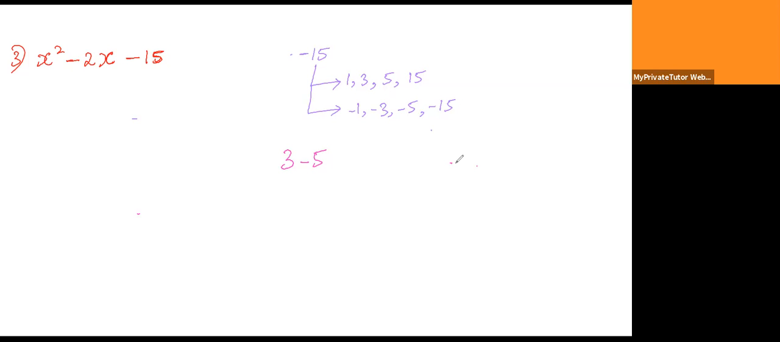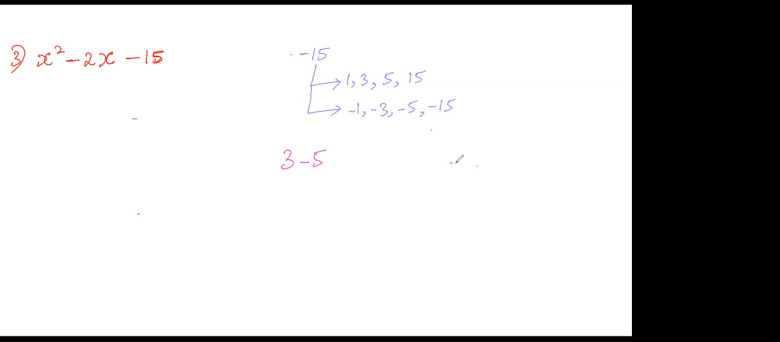Can anyone tell me what is the answer for 25t square minus 100? 100 is not a good one. Let's take 81.